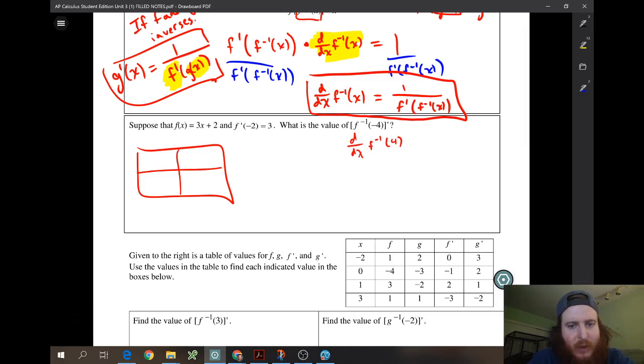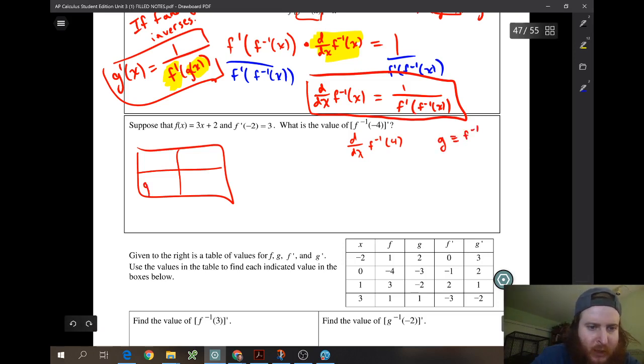I always think of g as being my f negative 1. So we always put g right here, and we're going to put g of negative 4. So what is g of negative 4? Now, this is going to be f of something is equal to negative 4, right? So the f goes in the first column, the g goes in the second column. I always put f prime of x in this third column. I always put f prime of whatever is here, and that's going to be the same number here, and the same number here.